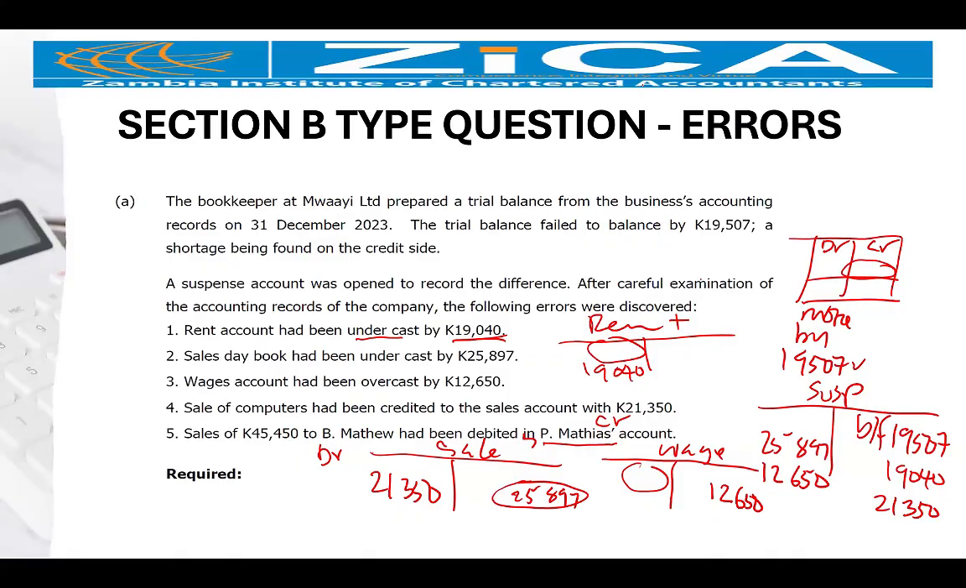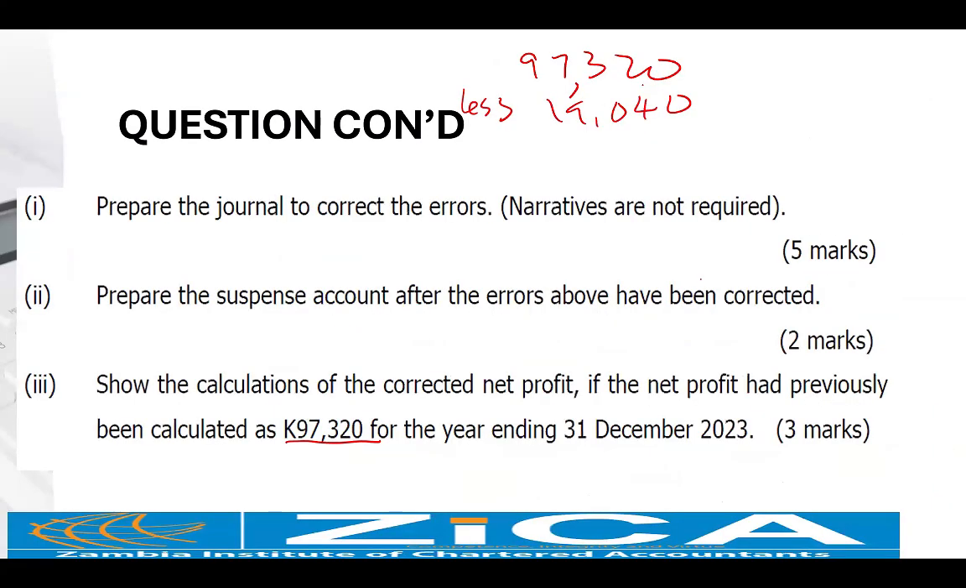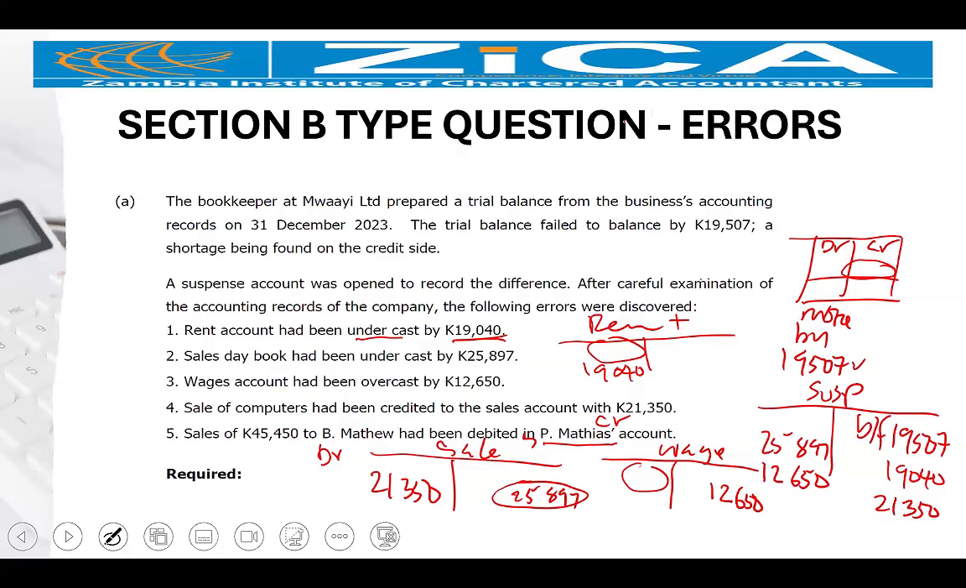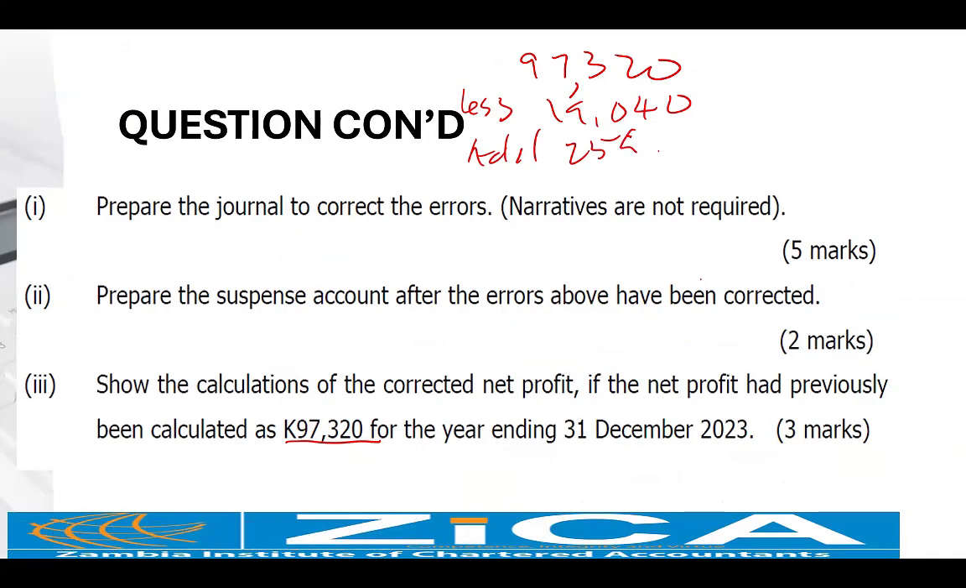If you check the second one, sales account had been undercast, meaning the profit that was calculated was less. So the 25,897 needs to be added. So we add 25,897. 897 must be added. If the sales account was understated, it means the calculated profit was less, and so we need to increase it.